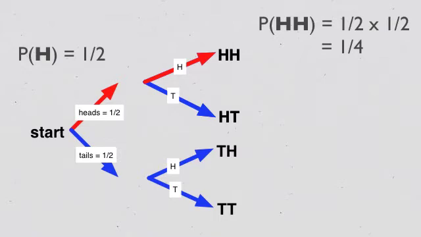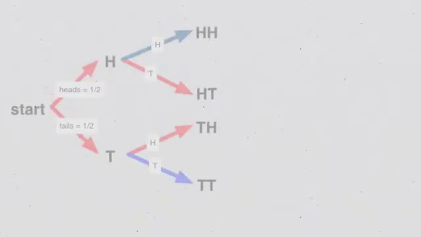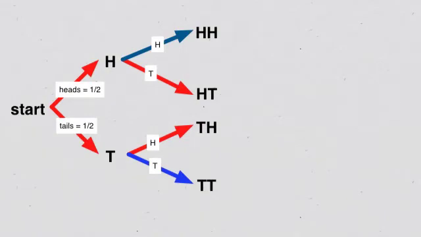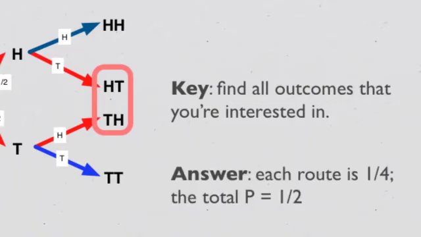Okay? Let's move on. So what's the probability of 1 head and 1 tail? Let's look at it in the diagram. There are 2 ways to get to 1 head and 1 tail. You can either get to heads tails going the top route, or you can go to tails heads doing the bottom route. Those are the 2 possibilities. So the key is find all the outcomes that you're interested in. This is sort of a probability word, outcome, and you can see there are 4 outcomes, and 2 of them are the ones we're interested in. And the answer is that each route has a probability of 1/4, 1/2 of 1/2. You add them together, you get 1/2.